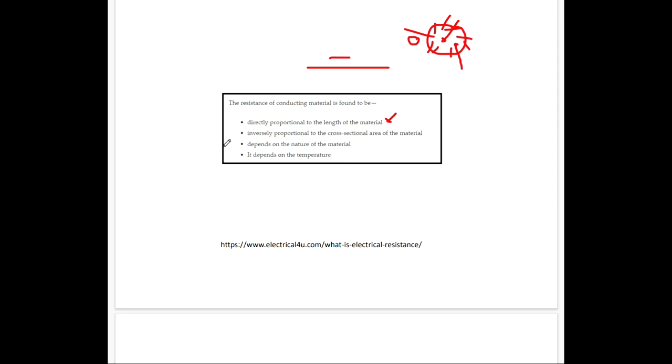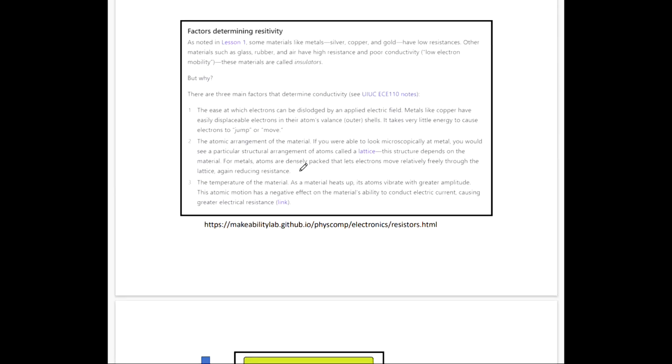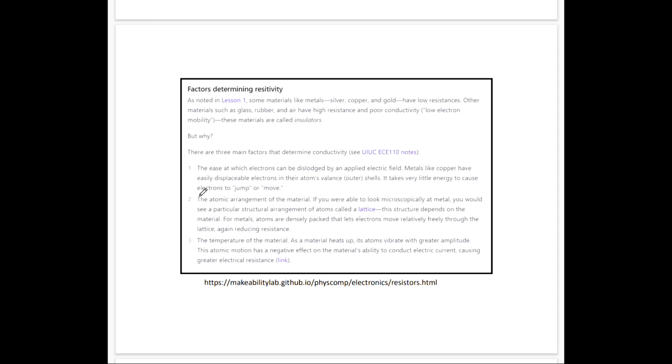And also, it depends on the nature of the material. Some materials, by nature, such as copper and silver and gold, are highly conductive. Some materials by nature are insulators, like rubber. So it depends on the nature of the material. It also depends on the temperature. As the temperature goes up, the resistance goes up. All right, and so these are the main factors.